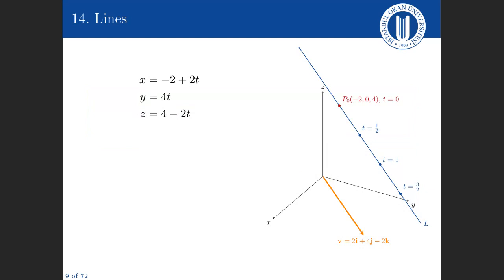Here's a picture of this line. X is minus 2 plus 2t, y is 4t, and z is 4 minus 2t. When t is equal to 0, we get the point P0 that we started with. X is minus 2, y is 0, and z is 4. For different values of t, we get different points along the line. For example, if t is 1, we have minus 2 plus 2, or 0, y is 4, and z is 4 minus 2, or 2. So this must be the point 0, 4, 2.